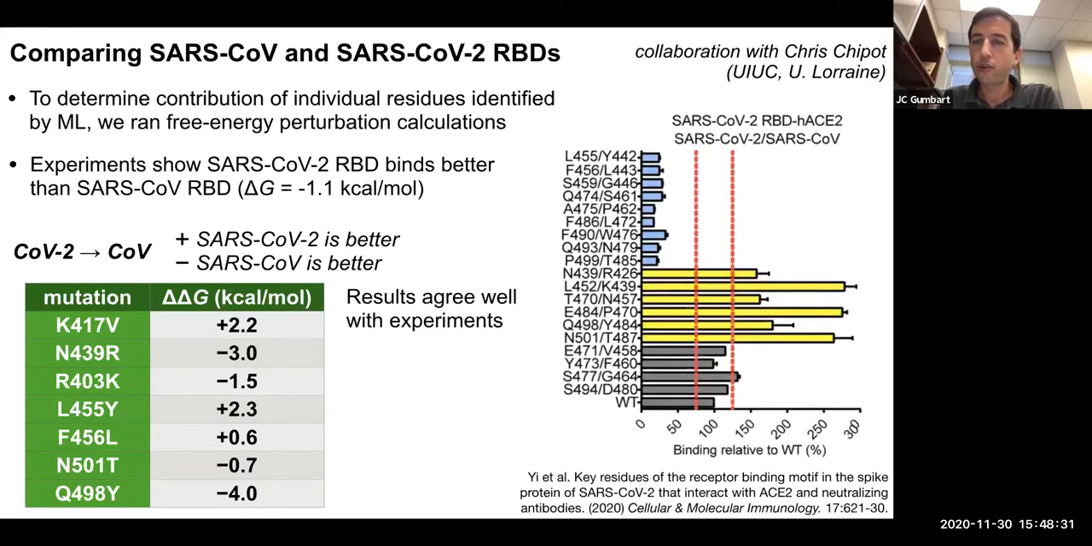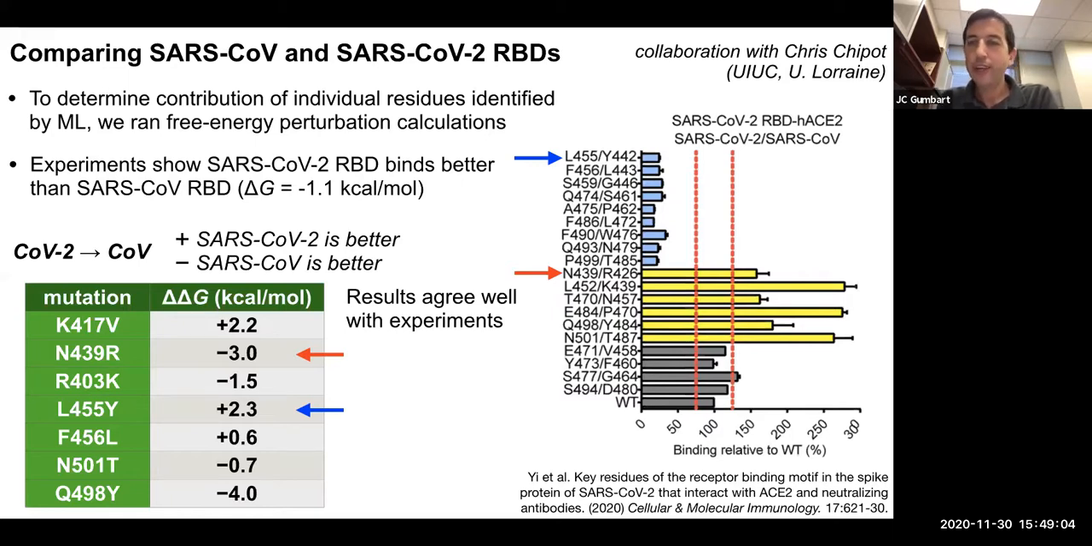These results agree pretty well with experiments, thankfully. Just to highlight a couple of them: asparagine 439 we see as negative, meaning that CoV-1 is better. And indeed, that's what the experiments reveal, that when you mutate it in CoV-2, you get better binding. Contrast that with, for example, leucine 455, where if you mutate it to its CoV-1 counterpart, you get worse binding. So now we put a quantitative spin on this.